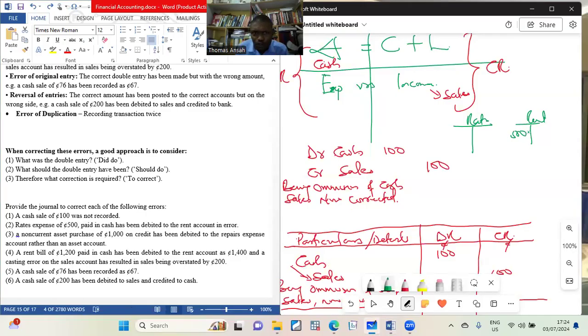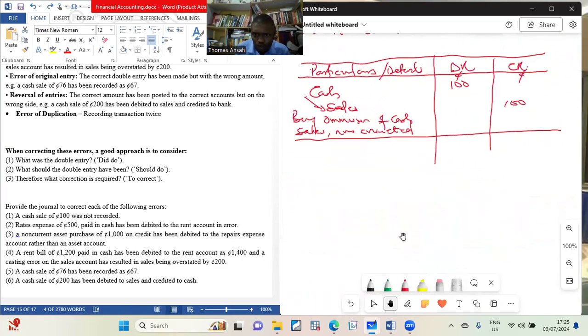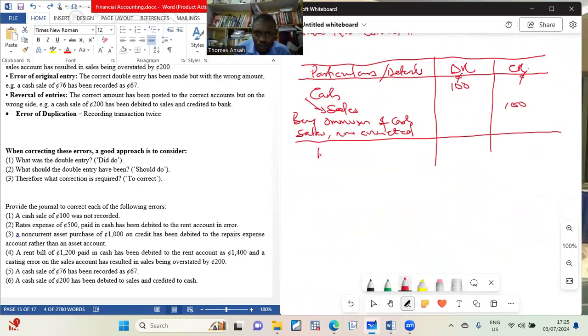We need to remove it from this one. How do you remove it? Should we cancel? No. We have to come to the opposite side and do 500 with rent, and come to the debit side with rates. So here we are correcting it. You can write the cash that should have been there, 500. So how do we correct this? We come into our journal. We will say rates 500, rent 500. That is what we did.